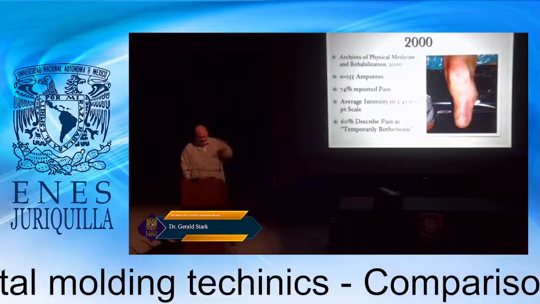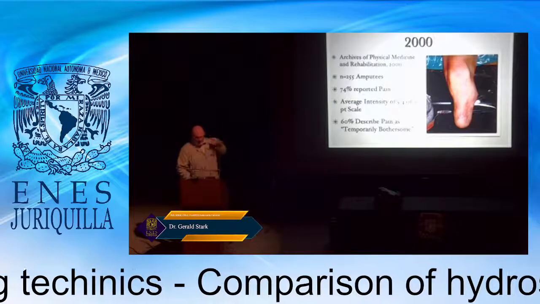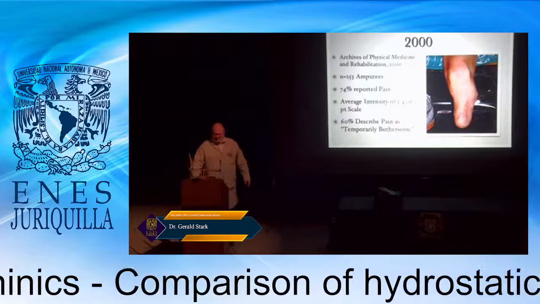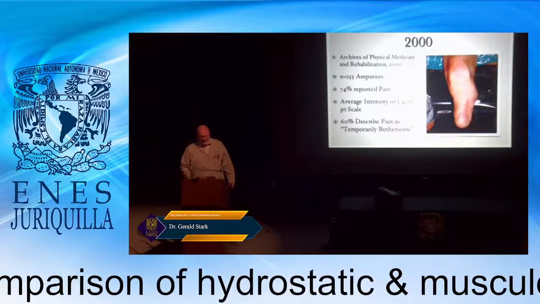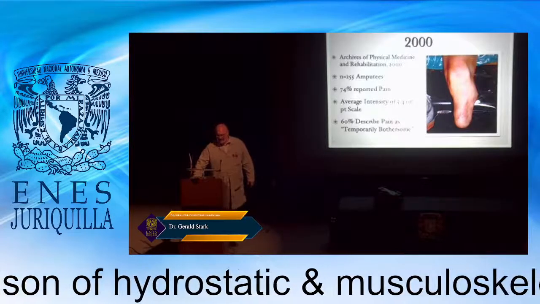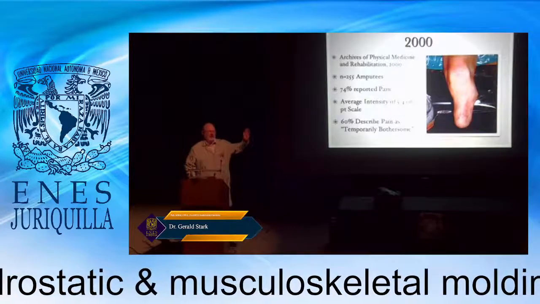And so when we look in the literature, this is a somewhat older study from 2000, but it looked at 255 amputees, and with total surface bearing techniques, 74% reported pain with their prosthesis, and 60% said it was temporarily bothersome, so they had to remove their limb.